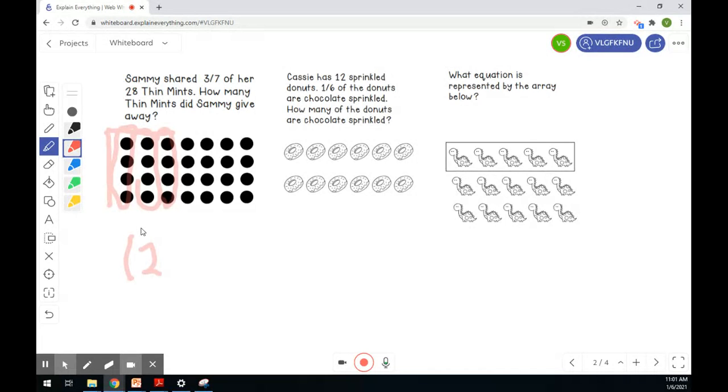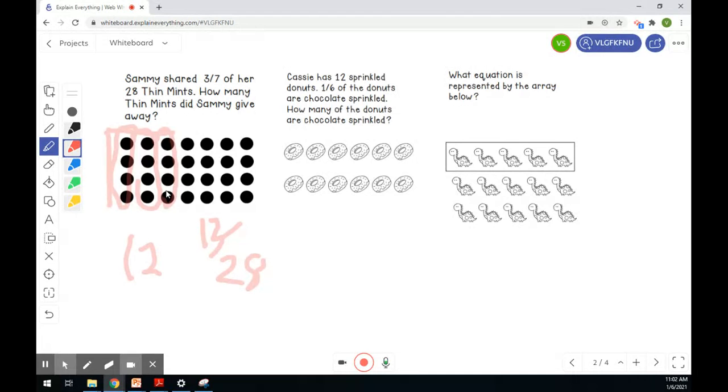Here's a mistake that I find: somebody will look at this and they're going to write 12 out of 28, which is not the answer. And they'll give you that on the STAR test. So it's very important that you can see multiplication as a repeated addition, as in an array.